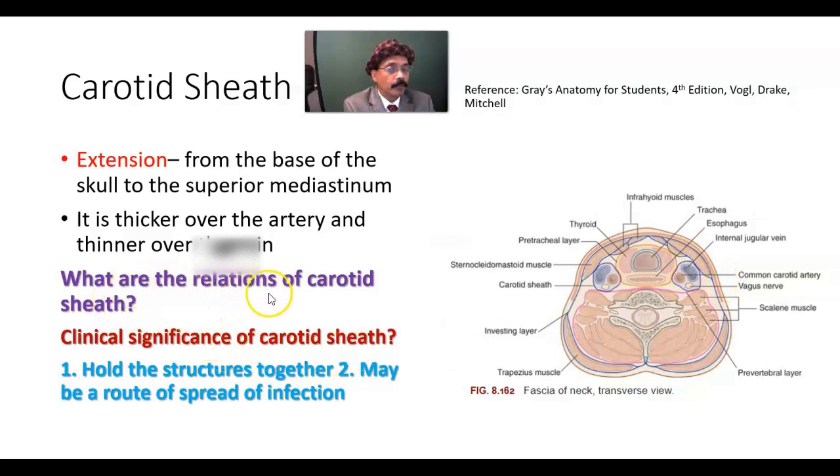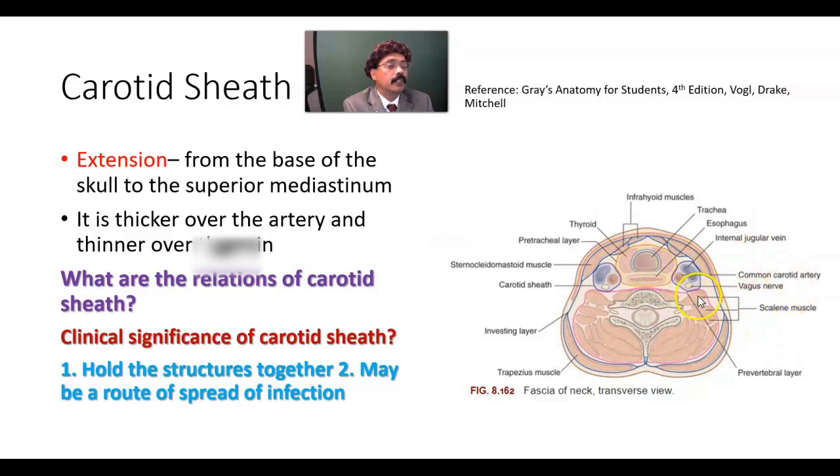What are the relations of the carotid sheath? It is under the sternocleidomastoid muscle in some places, in the lower part of the neck. It is also partly covered by the infrahyoid muscles, and it is lateral to the trachea, esophagus, and thyroid gland. It is in front of the prevertebral fascia, and in front of the cervical sympathetic chain of ganglia.